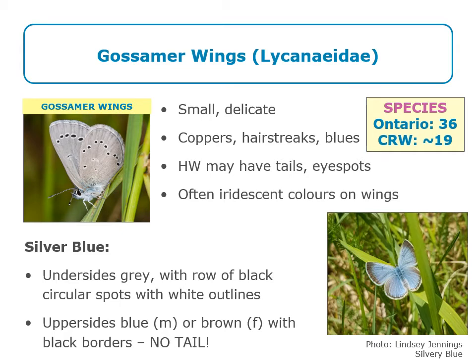The most common gossamer wing in the watershed is the silvery blue, and you'll especially start seeing this in the early summer. The underside is gray, so actually both pictures on this slide are silvery blue butterflies, and so it has this row of black spots with white outlines. And it is the only butterfly in our watershed that has those black circles with white outlines around them. The upper sides, like in that bottom picture, are blue. Those are the males, or brownish with some blue. Those are the females with black borders. And this species does not have a tail. So the only butterfly that might look kind of similar from the upper side does have a tail. So this is the silvery blue.